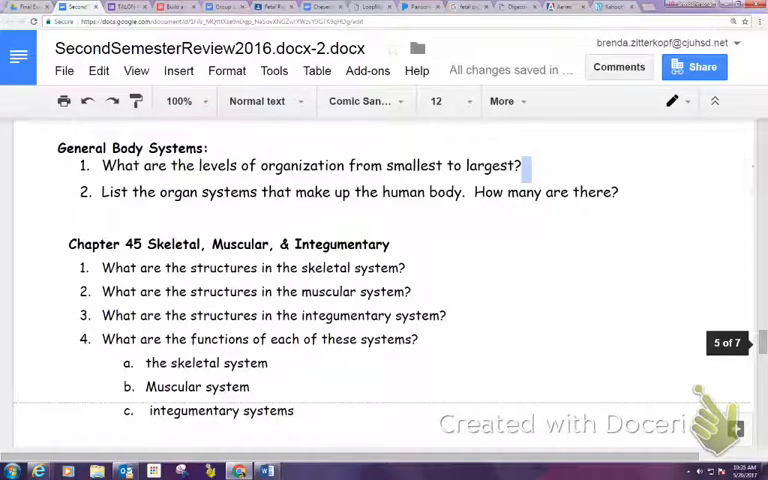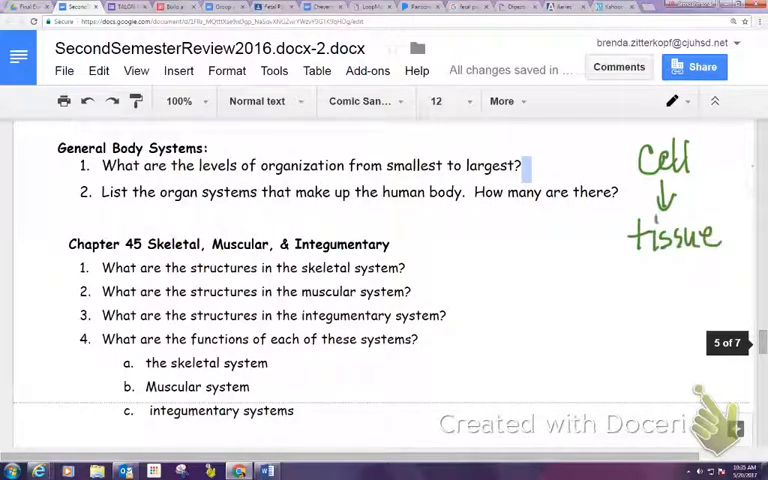Okay, so in general, the levels of organization from smallest to largest. And so we're going to talk from our level, first level of living organisms, or first level of life is the cell. Cells, if you have a group of cells working together to perform a function, what's that? A tissue.